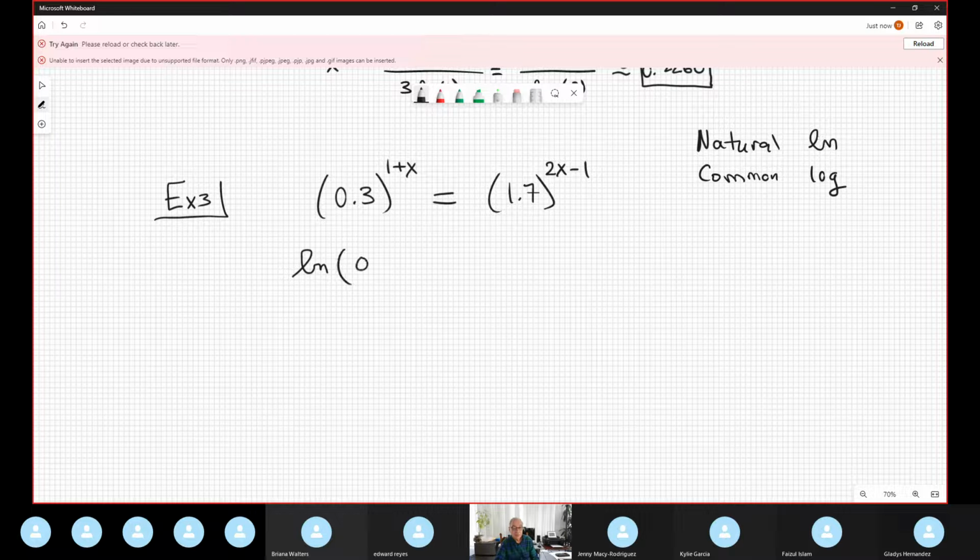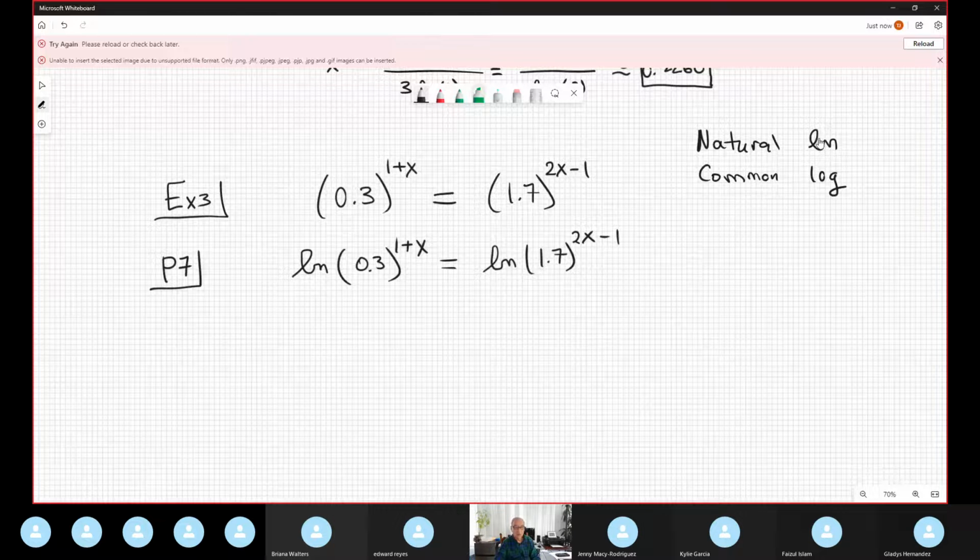ln of 0.3 raised to the 1 plus x is equal to ln of 1.7 raised to the 2x minus 1. The only thing I did, guys, was apply the logarithm of both sides. Okay, no problem, because I know that logarithm is a one-to-one function, no? So one value of x gives me one value of y. But one more time, you apply the famous property number 7. The famous property number 7 allows this exponent 1 plus x and this exponent 2x minus 1 to go to the front like that.